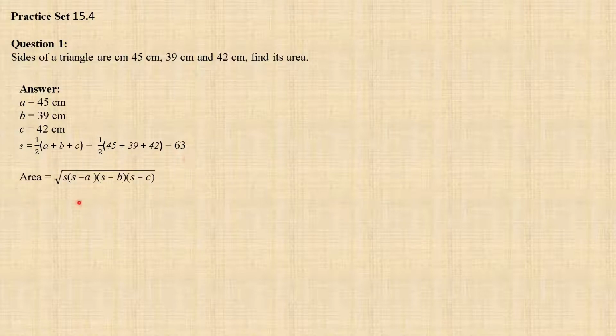Now we'll use the area formula, that is under root of s into s minus a, s minus b, s minus c. And the value of s is 63. Substituting the values, we get 63 into 63 minus 45 into 63 minus 39 into 63 minus 42. Solving this and simplifying, we get the area is equal to 756 square centimeters.